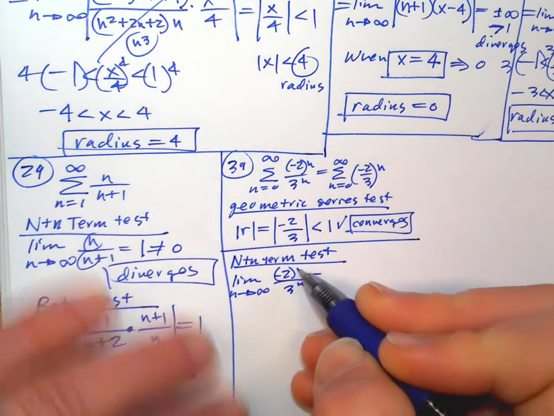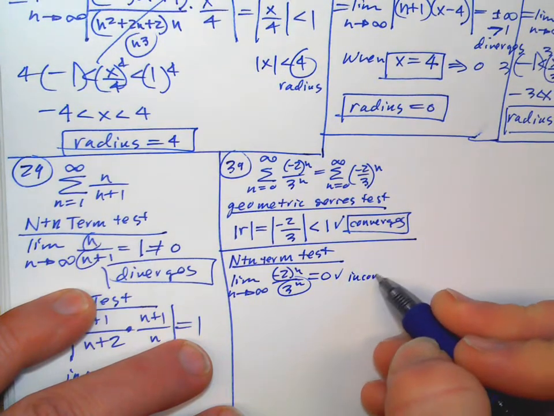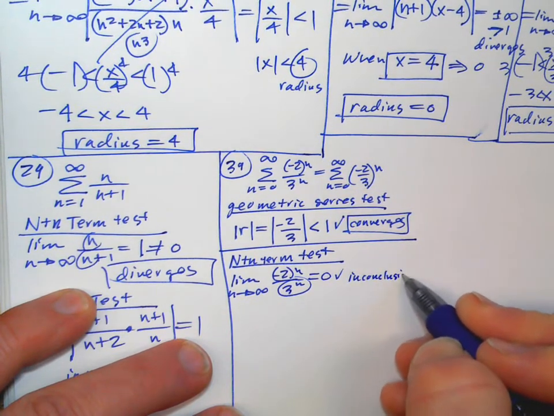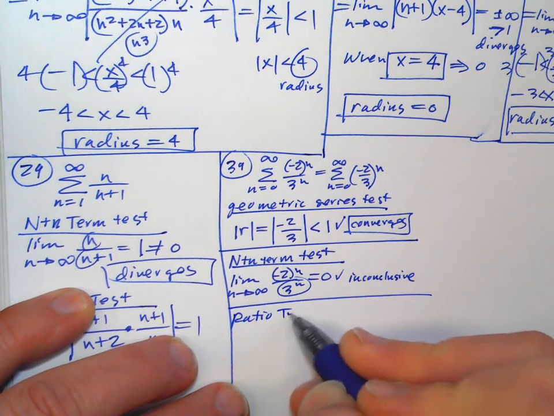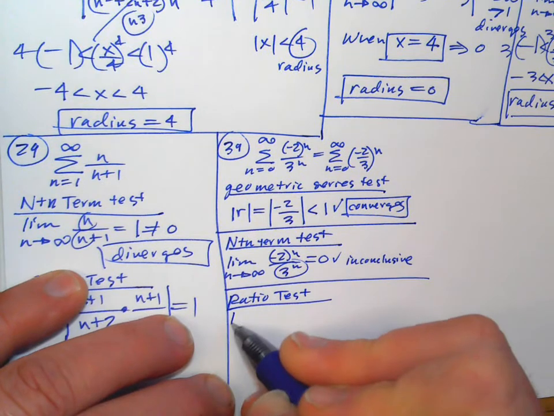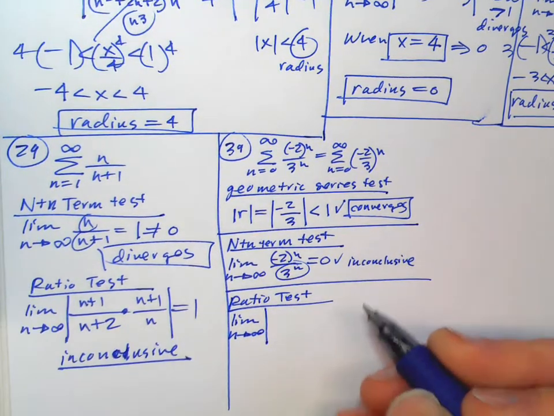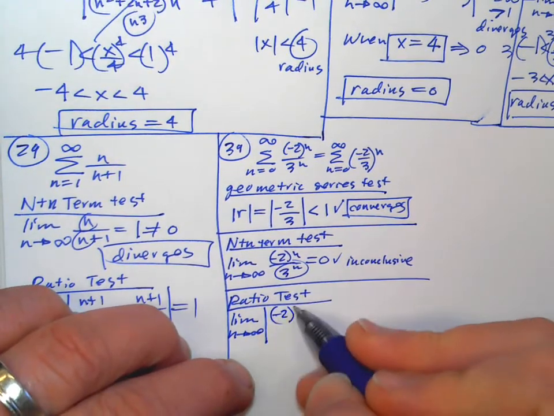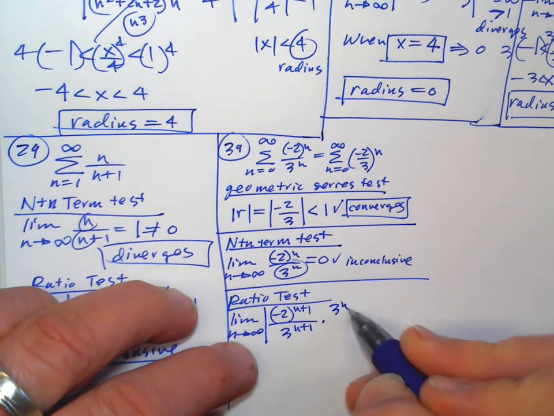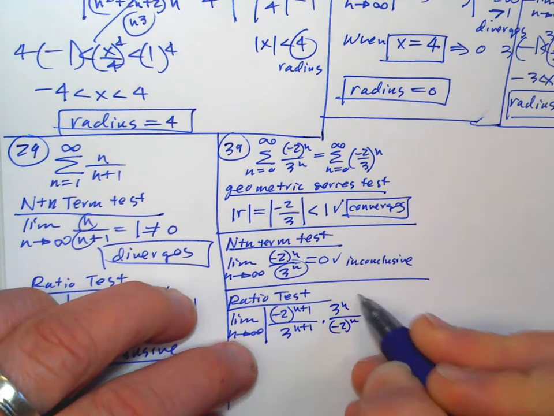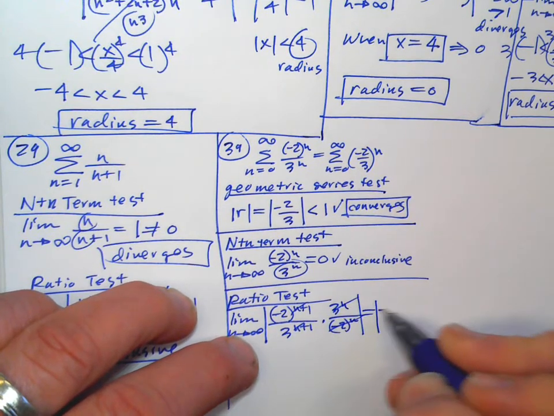So these are dominant terms. The bottoms grow faster than the top, which makes the whole thing go to 0, which is inconclusive. Ratio test. Limit as n goes to infinity of the absolute value of negative 2 to the n plus 1 over 3 to the n plus 1 times 3 to the n over negative 2 to the n. Rules of exponents. We get the absolute value of negative 2/3.